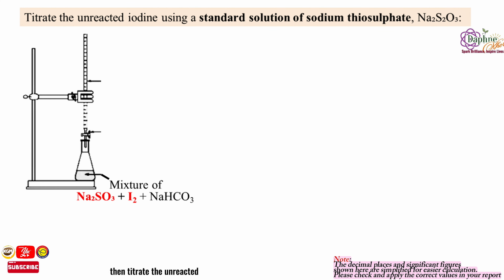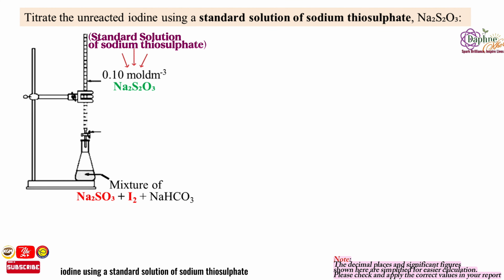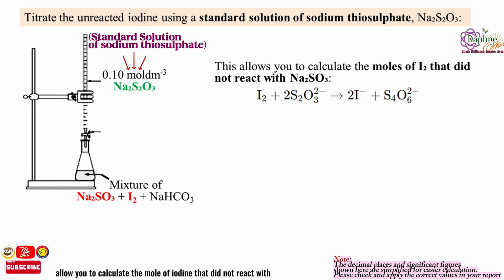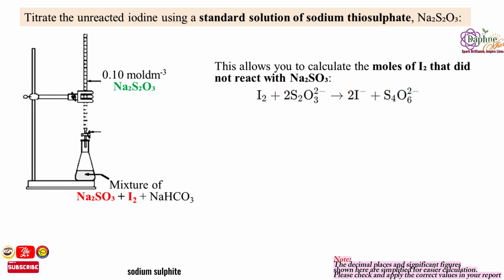Then, titrate the unreacted iodine using a standard solution of sodium thiosulphate. This allows you to calculate the mole of iodine that did not react with sodium sulphite.